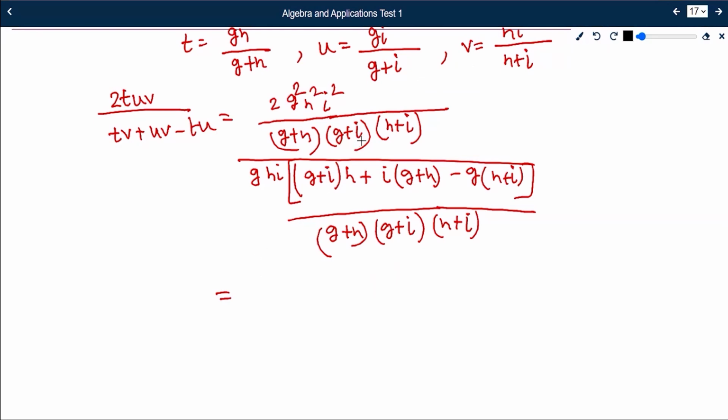Look here, both the denominators will get cancelled. So with this ghi, I will be left with ghi by, let's drop the brackets and do the multiplication. gh plus hi plus gi plus hi minus gh minus gi. Right, now let's look here.